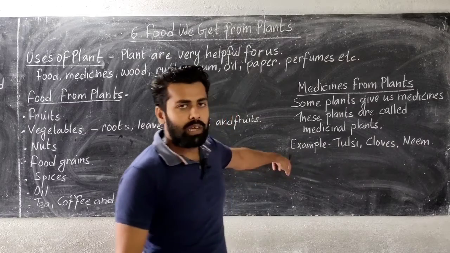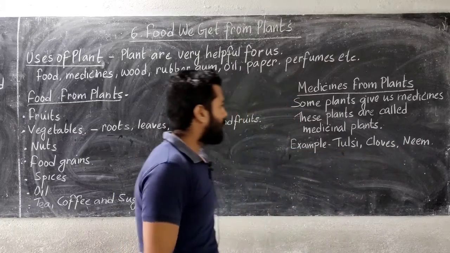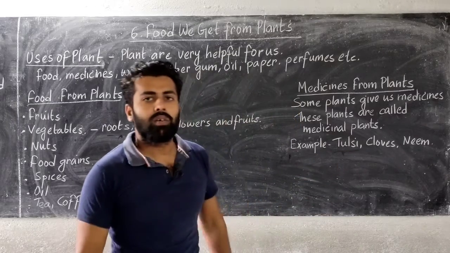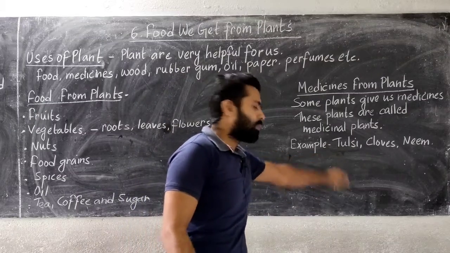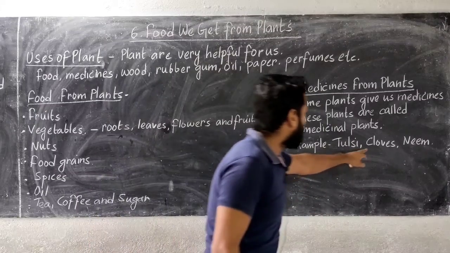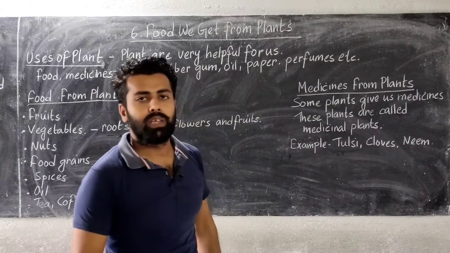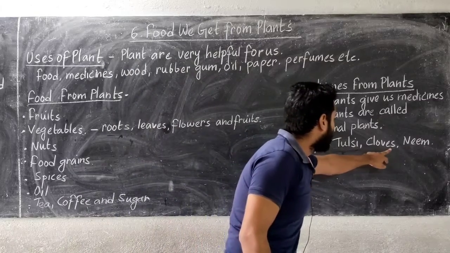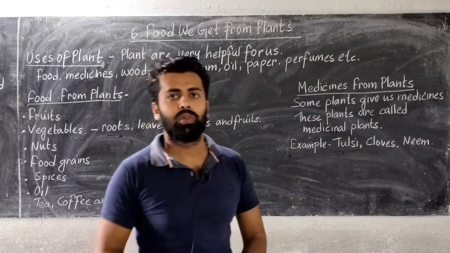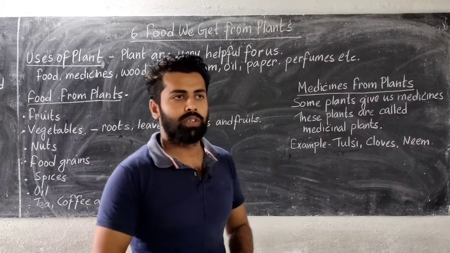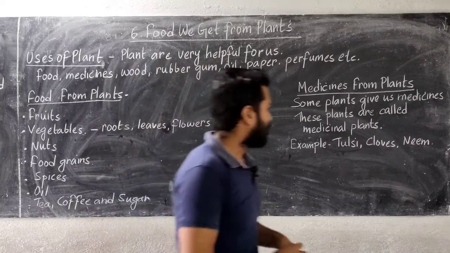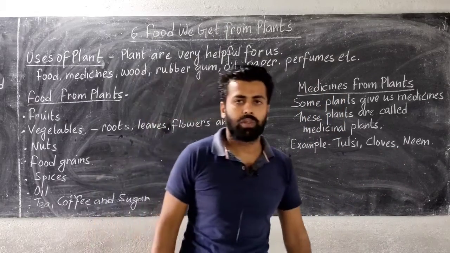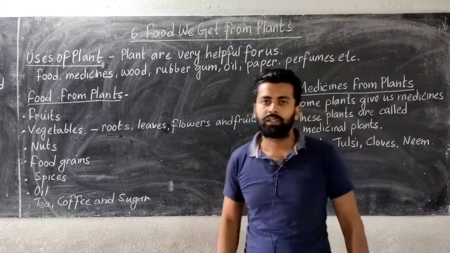So for example, you can see here tulsi, clove and neem. This tulsi plant will give you a kind of medicine, so that's why it is known as a medicinal plant. Next we have cloves. Cloves are also used to treat some kinds of diseases, so that's why it is known as a medicinal plant. Neem is also used for skin infection, so it is very good for skin care. Neem we are using for skin care, so that's why it comes under medicinal plants. So students, these are some of the uses of plants given in your book.